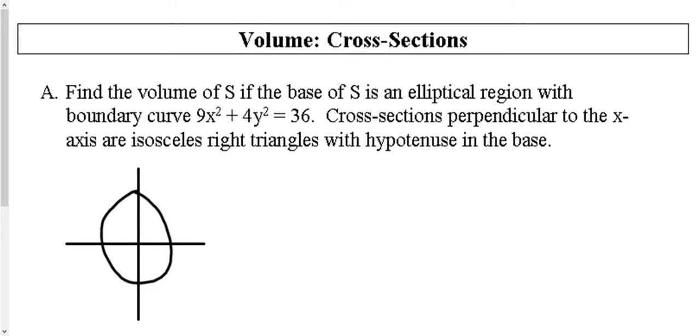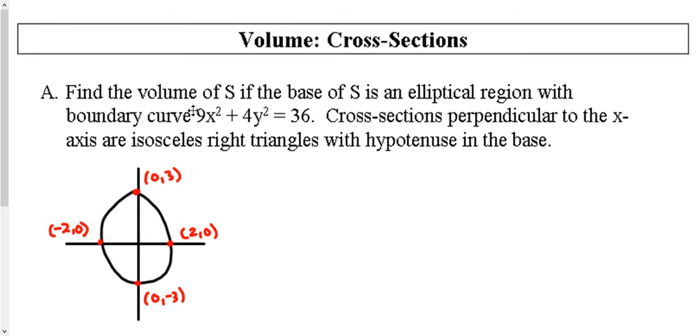Again, I'm not the greatest at drawing these things, but this point right here would be 2, 0, and this point over here would be negative 2, 0. If we put 0 in for y, we get 9x squared is 36, so x squared would be 4, so x would be plus or minus 2. If we do the same thing with the x, if I put 0 in for x, this goes away and I get 4y squared is 36, so y squared is 9. So this goes up 3 to 0, 3, and it goes down 3 to 0, negative 3.